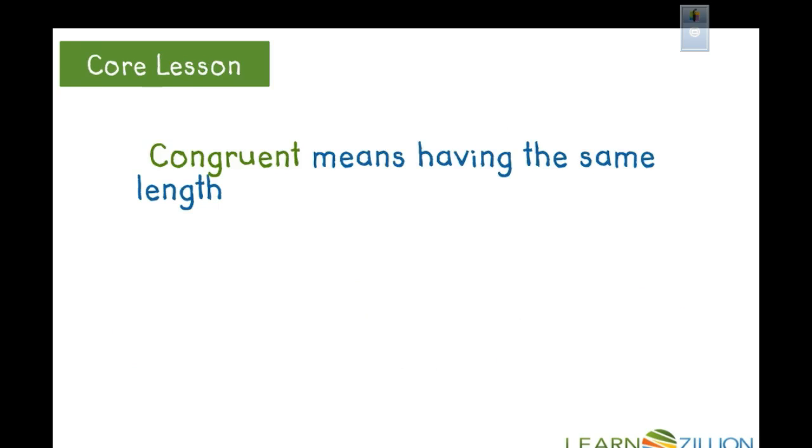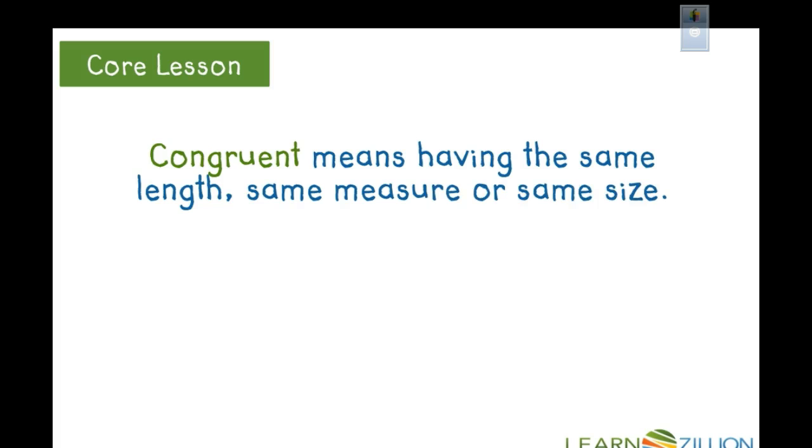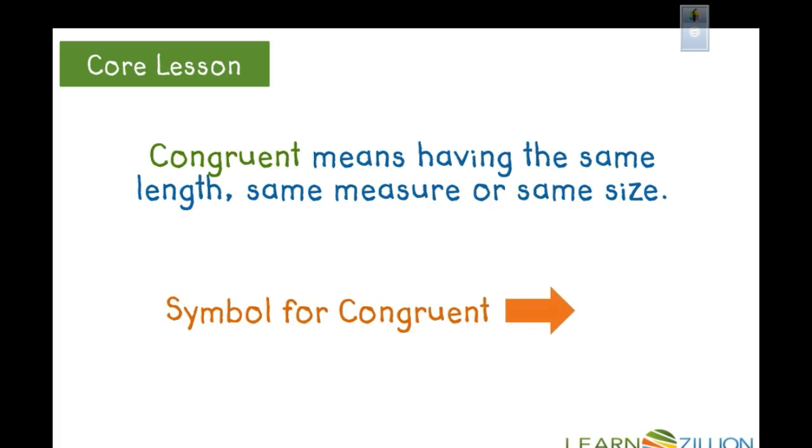Congruent is another term in geometry which means having the same length, measure, or size. The symbol used when saying two segments, angles, or figures are congruent looks like an equal sign with one small squiggle on the top.